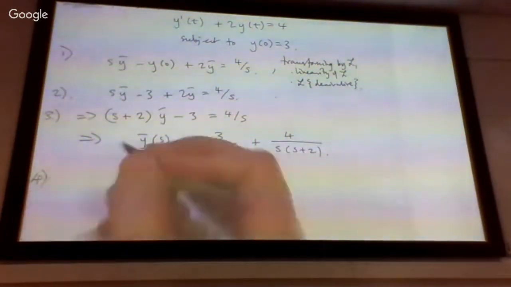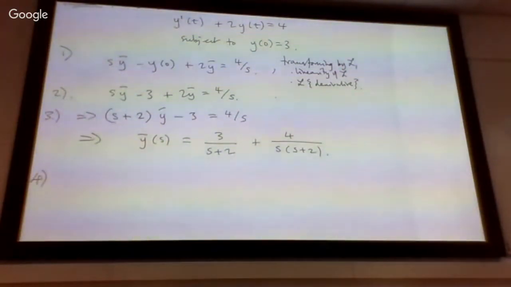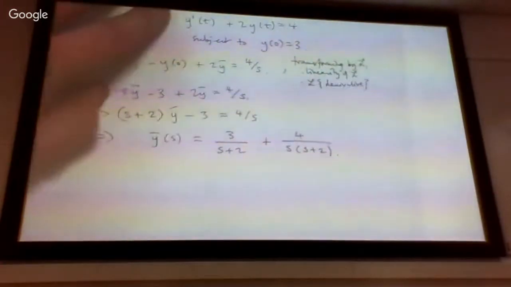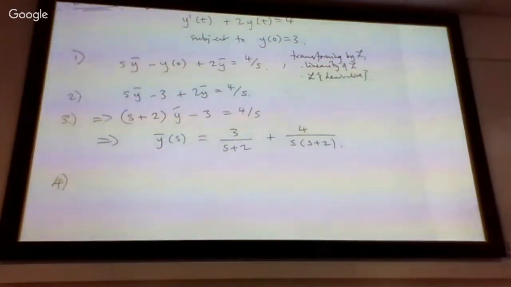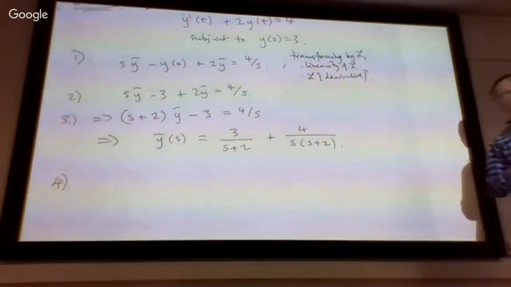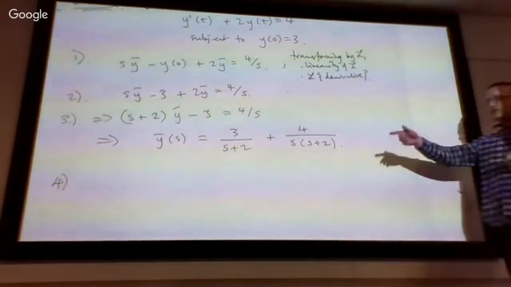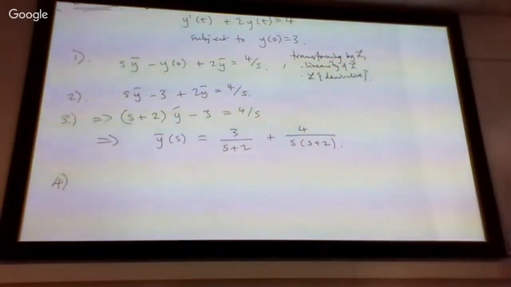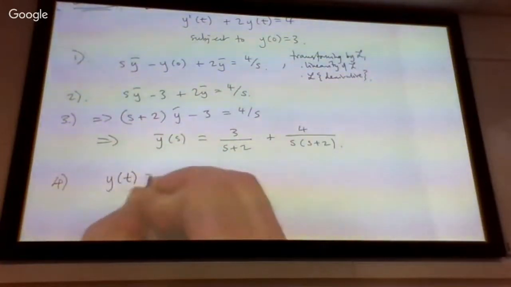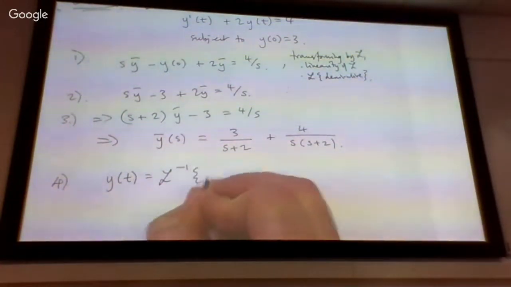And step 4, take the inverse transform of both sides. I'm moving quicker here just to fit it in, but the justifications, the explanations of what's going on, are tracking the previous example. If you've got queries, do shout out. Okay. So going to step 4, remember these are our 4 numbered steps. Take the inverse transform of both sides. y of t, the solution we seek, is going to be the inverse transform of y bar.